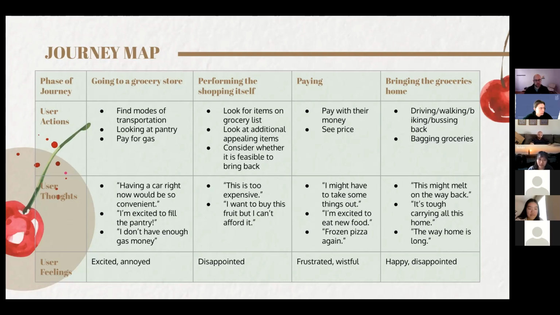The next stage is paying. And of course, on this stage, they're paying. Some thoughts might be, oh, I might have to take this out, or I'm excited to eat some new food. At this stage, the user might be feeling a little frustrated due to their lack of options and the fact that they have to take money out of their bills, or money that can go to other things, into going to food. And the final stage is bringing the groceries home. Depending on their transportation method, this may be a very long journey, and they may be thinking, oh, this thing might be melting on the way back, or it's tough carrying all these groceries home. Though they may be feeling happy that their pantry will be full, or at least a little fuller than before, they may also be feeling disappointed because they potentially could not have bought some of the foods that they wanted, or it'll be a long journey back.